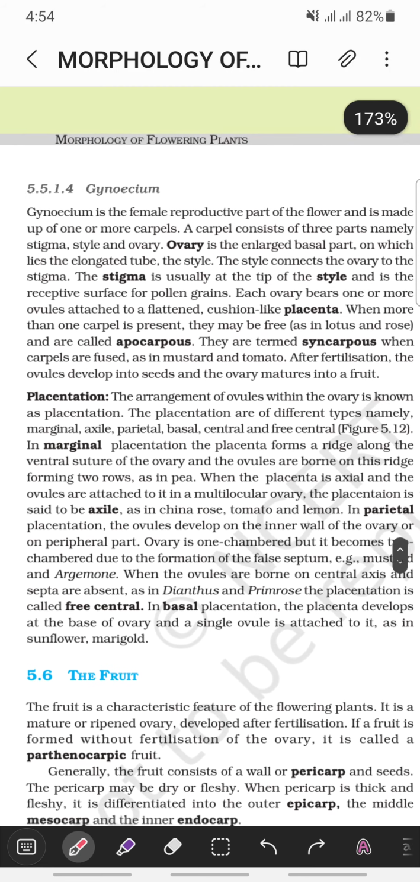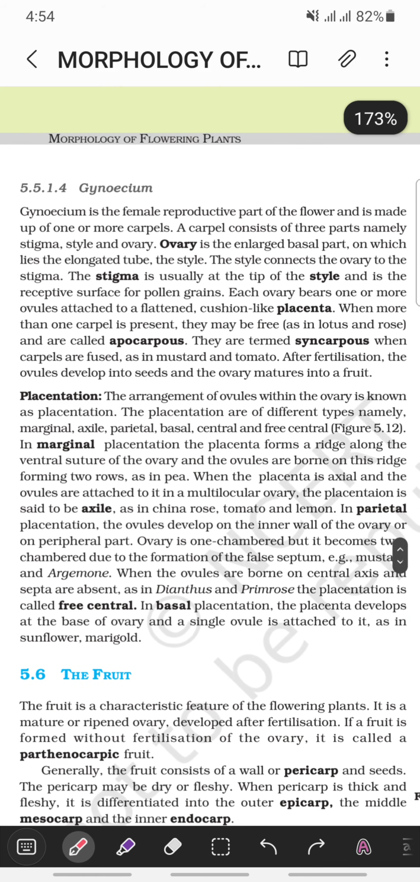Gynoecium. Gynoecium is the female reproductive part of the flower and is made up of one or more carpels. A carpel consists of three parts, namely stigma, style, and ovary. Ovary is the enlarged basal part, on which lies the elongated tube. The style connects the ovary to the stigma. The stigma is usually at the tip of the style and is the receptive surface for pollen grains. Each ovary bears one or more ovules attached to a flattened cushion-like placenta.